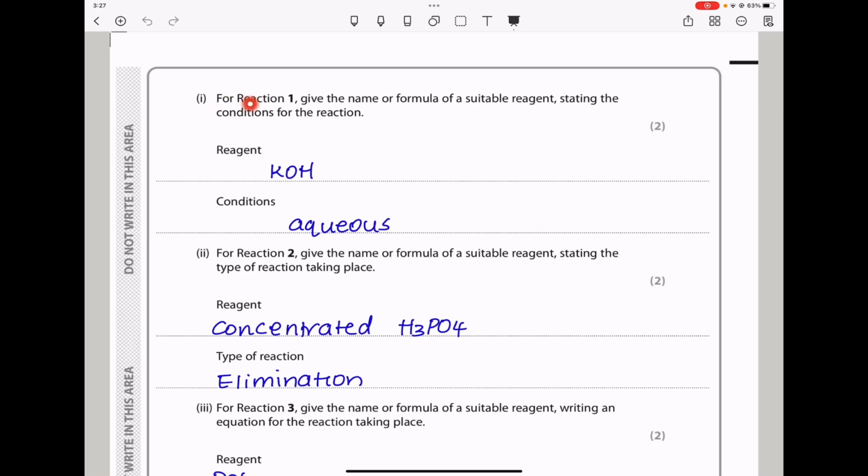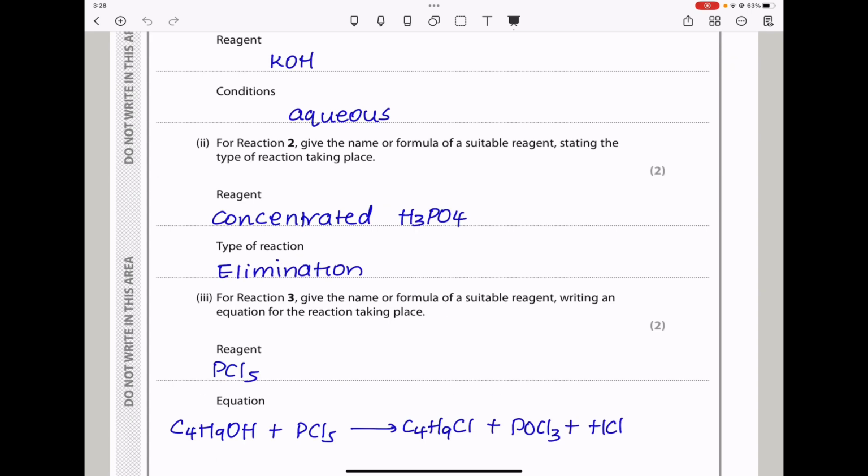So next they say, for reaction 1, give the name or formula of the suitable reagent stating the conditions for the reaction. This is going to be potassium hydroxide and the conditions are going to be aqueous. Then next they say, for reaction 2, give the name or formula of a suitable reagent stating the type of reaction taking place. It's going to be concentrated phosphoric acid and it's an elimination reaction.